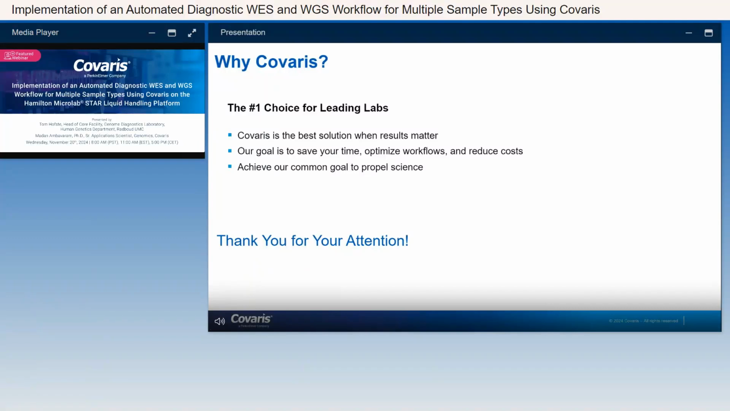In summary, why choose Covaris? Covaris has long set the gold standard in DNA shearing. Our technology is recognized across the market for its superior capabilities in sample and library preparation, as well as DNA and RNA fragmentation, which is an essential element for reliable NGS workflows where precise results matter.